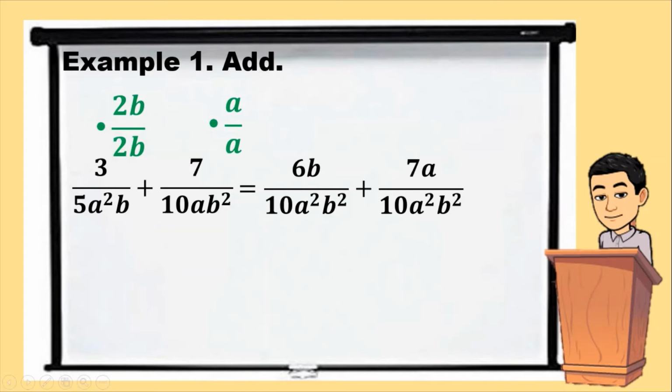Now the denominators are the same. We can now proceed in adding the numerators. Since we cannot add these two dissimilar terms, we will just express them as 6b plus 7a all over the denominator 10a squared b squared.